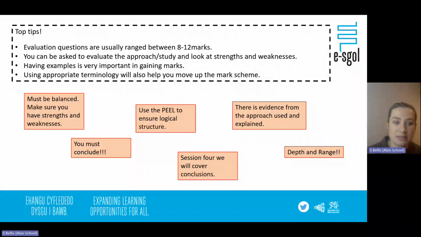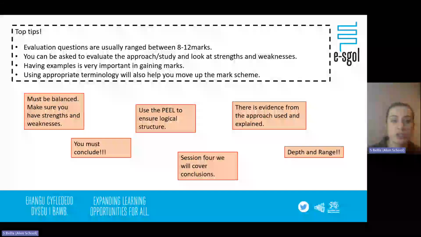So it must be balanced. Make sure you have strengths and weaknesses. Some approaches are really difficult to do that with. The psychodynamic approach, there aren't that many strengths, but we've got to try and find some so that we can really show the examiner that, look, we know what's wrong with it, but we also can identify what's good with it as well. You must conclude!